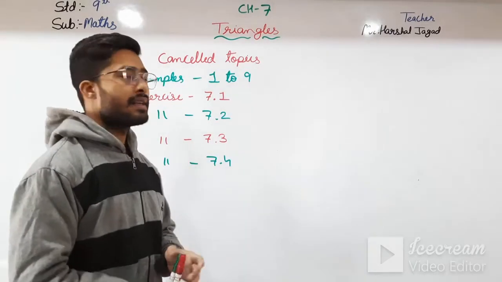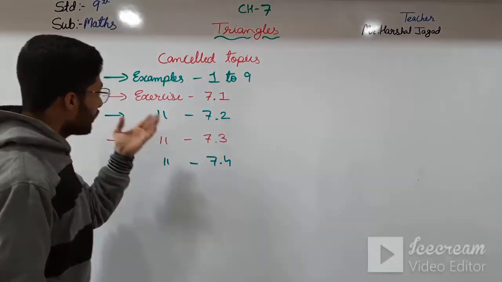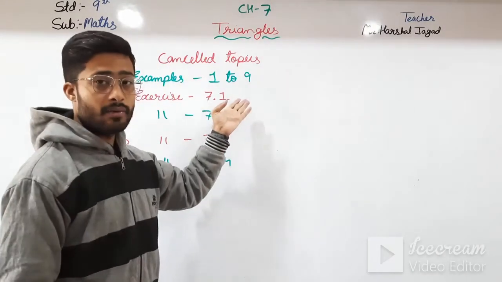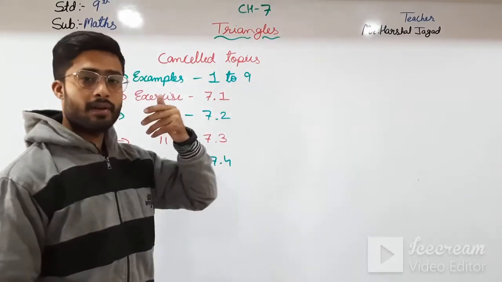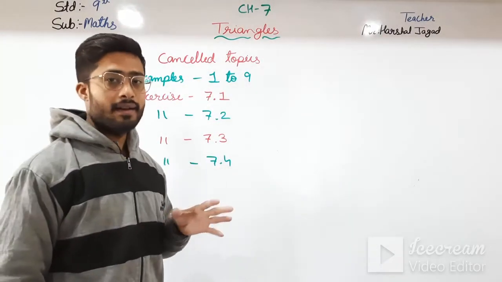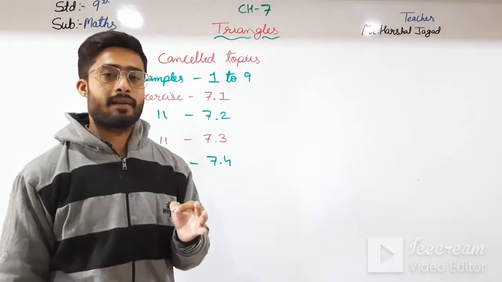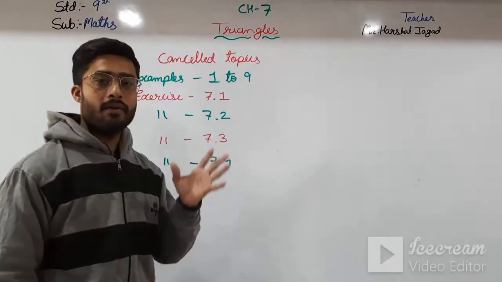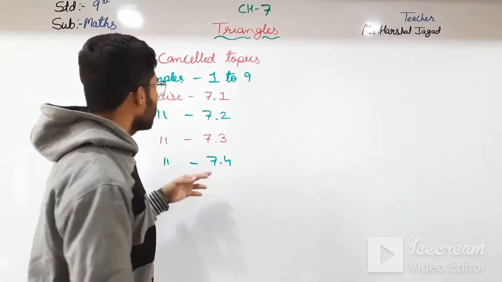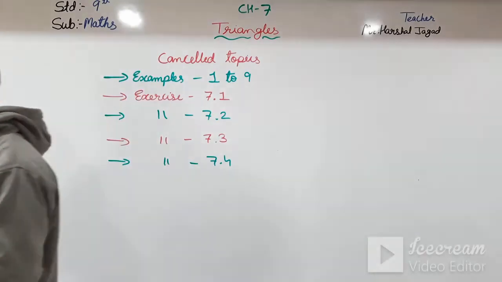See here, there are only 9 examples and they have cut examples 1 to 9. The exercise questions are also cut. Only 4 exercises are there, 7.1, 7.2, 7.3 and 7.4, and these 4 are cut. So in this chapter we have to study only the theory part. We don't have to do a single sum. All sums are cut from this chapter. Only the theory is to be done. Let us start the theory.